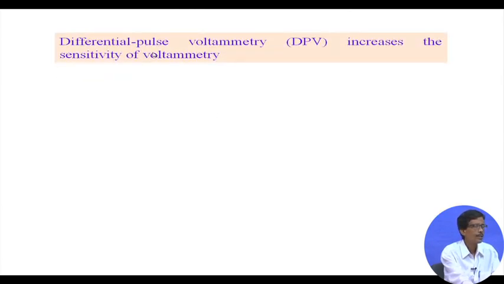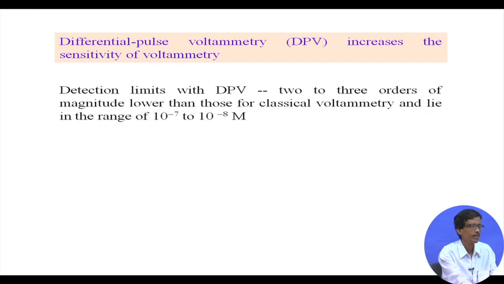So, it also increases the sensitivity of the voltammetry. You have linear scan voltammetry, polarography, then cyclic voltammetry, but when it comes to running DPV, it increases the sensitivity, because the current height is also a little bit bigger than the current height we get for your cyclic voltammetric measurements.